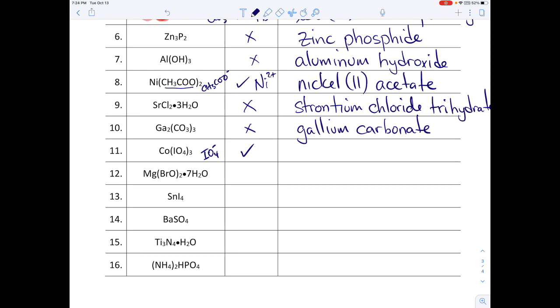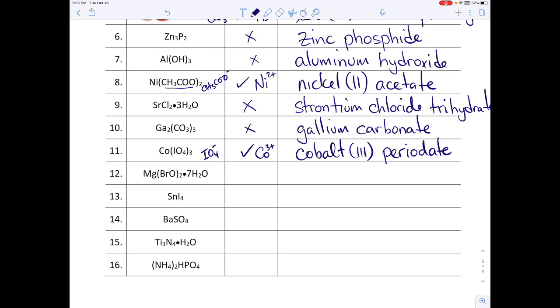Well, if you have 3 negatives attached to that cobalt, that must be cobalt with a charge of 3 positive. So now I can say this is cobalt, Roman numeral 3, so you know it's the cobalt 3 positive. And then that other guy bonded we said was called periodate. That's the anion attached.